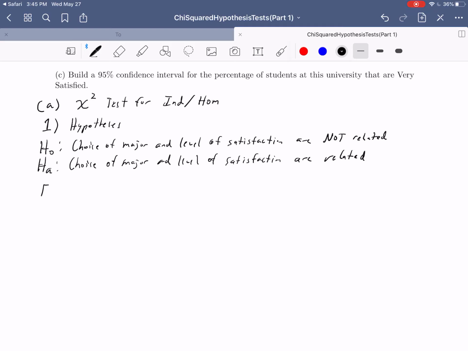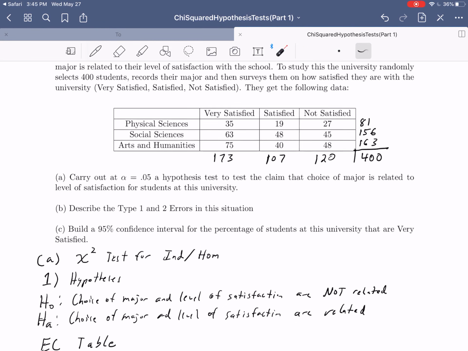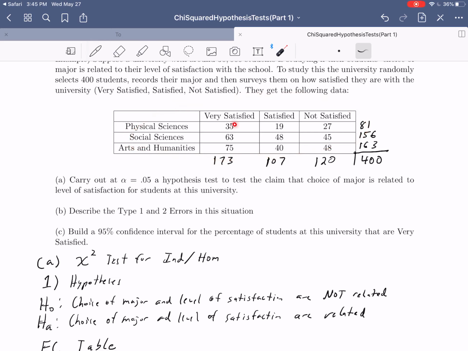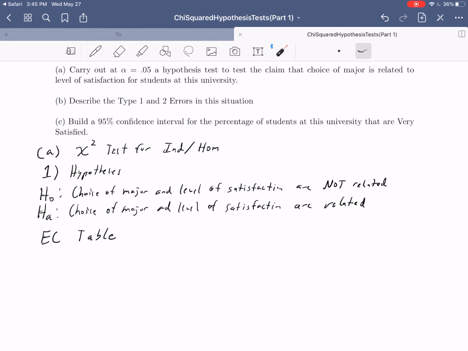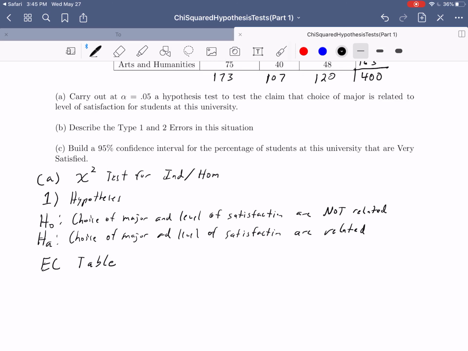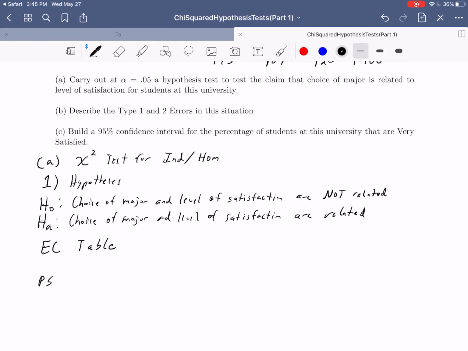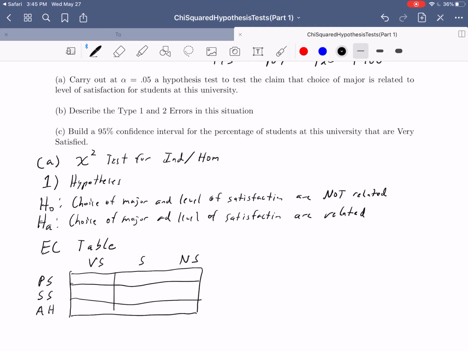All right, now we're going to do that intermediate step. We're going to come up with our expected counts table. We're going to recreate this table, but we're going to say what we expected to see in each of these spots rather than what we actually observed. So we'll quickly abbreviate. We've got physical sciences, social sciences, arts and humanities. We have very satisfied, satisfied, and not satisfied. We're going to fill in 9 values here for those 9 different elements, so we're just recreating the inside of the table.